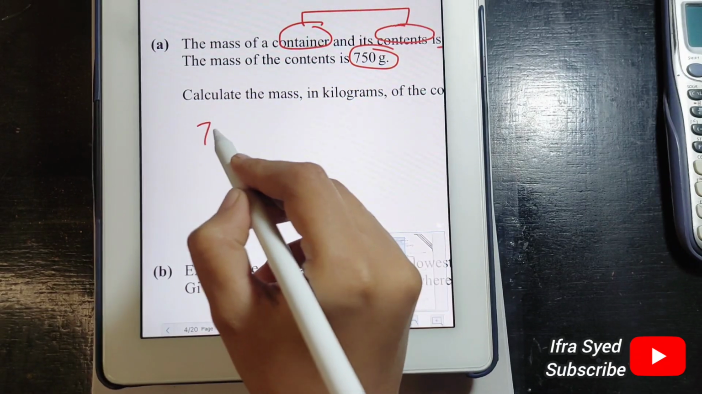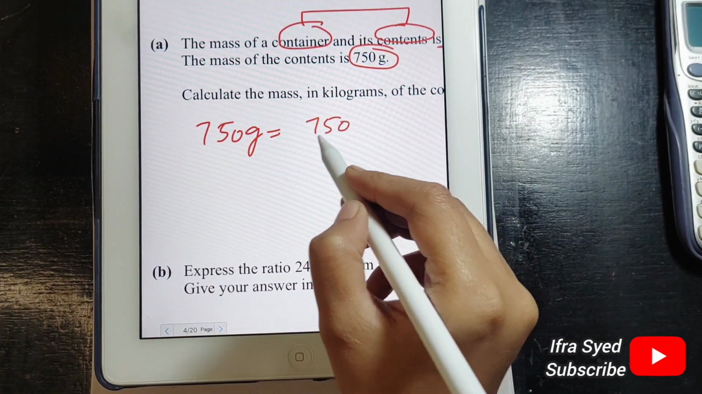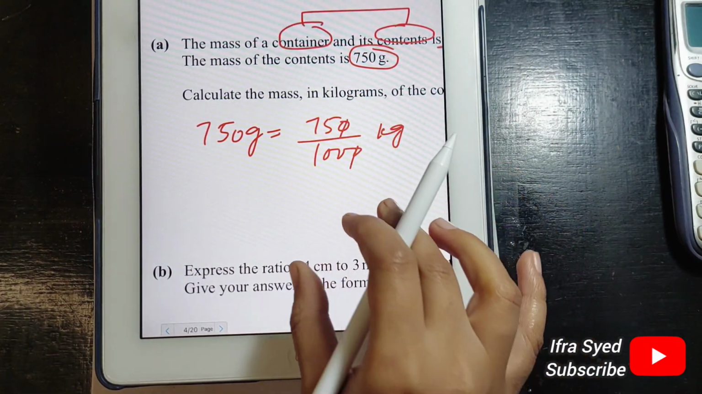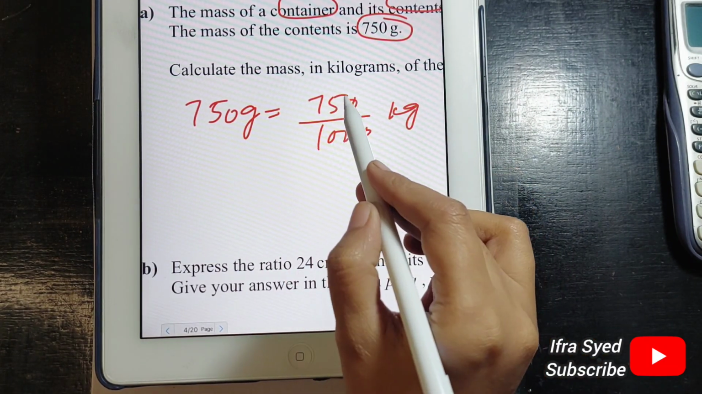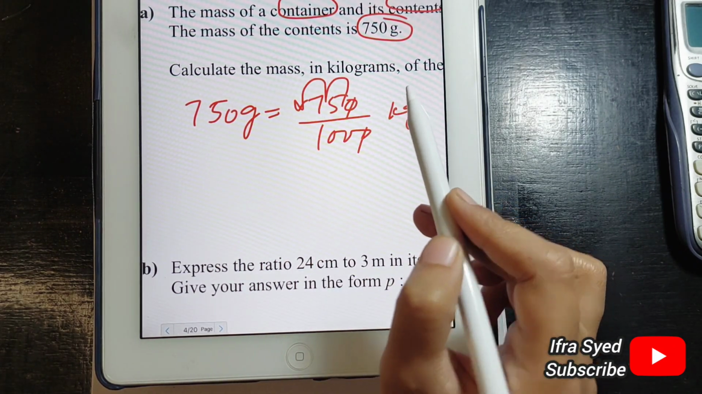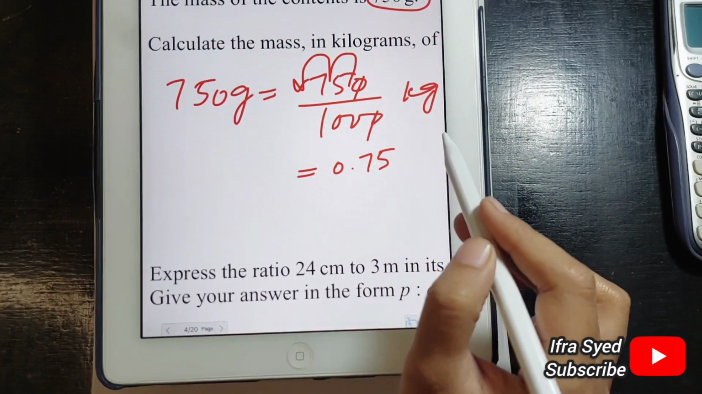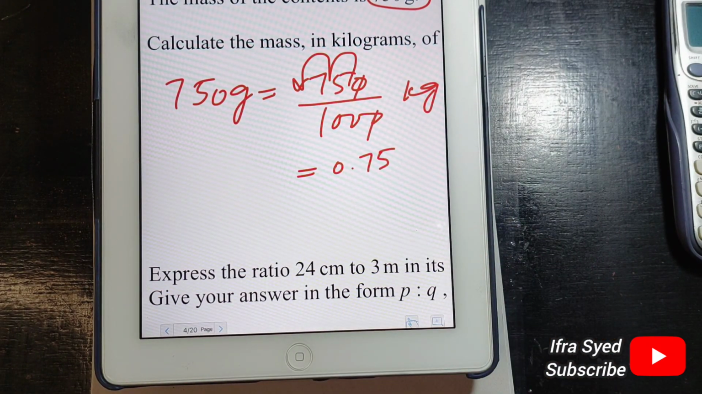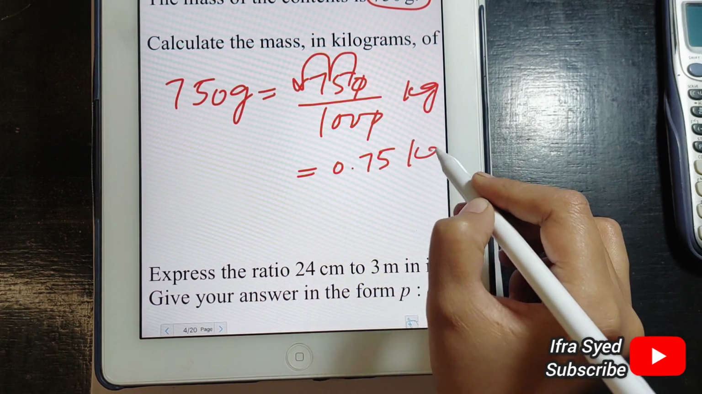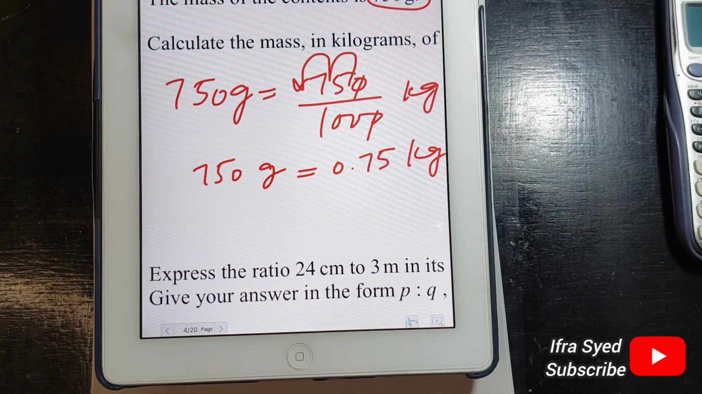So 750 gram is equal to 750 divided by 1000 kg. So we remove these zeros, and we have 1000 here, so we place the decimal point here. Our answer will be equal to 0.75. So this is our answer, 0.75 kg. So 750 gram is equal to 0.75 kg.